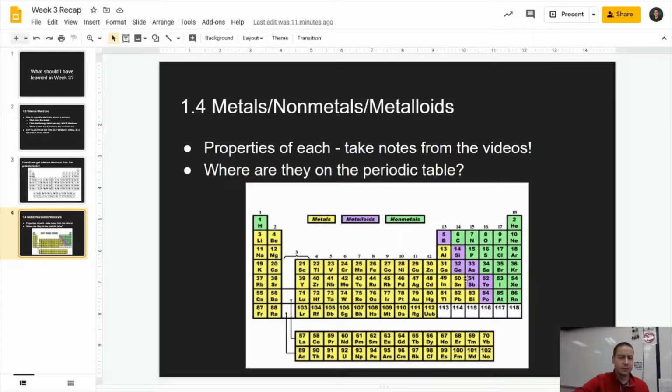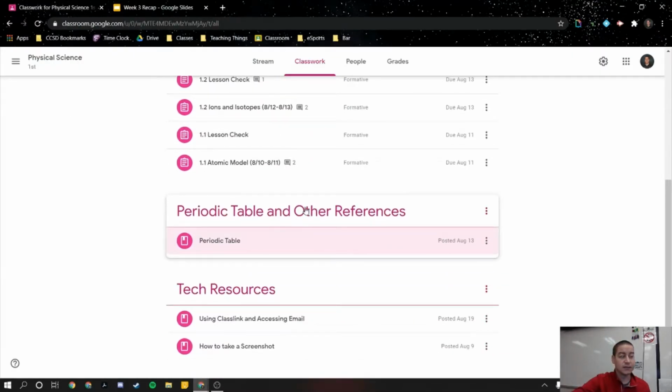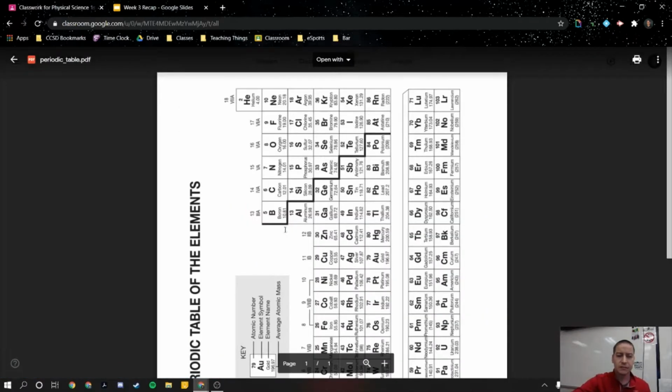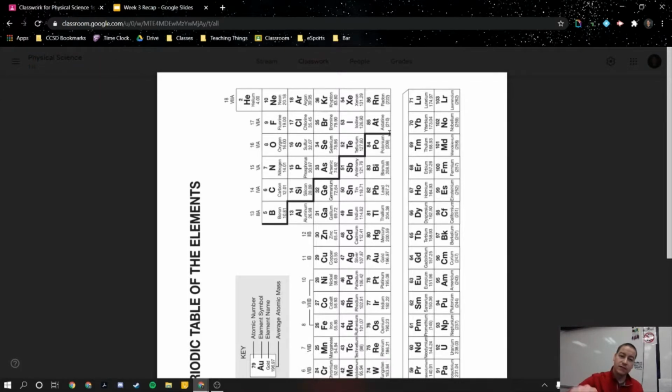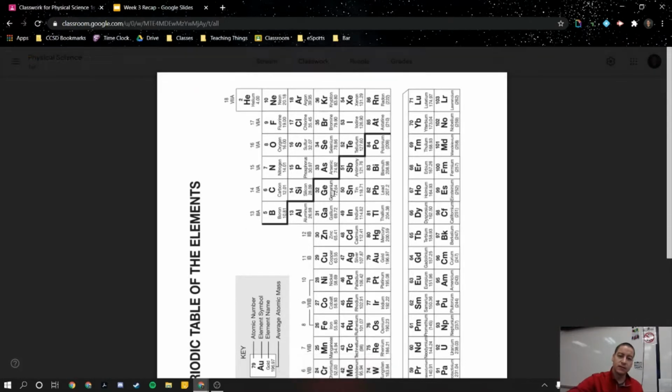So how can I remember which ones of these are metalloids? Well, let's go to the periodic table that I posted on Classroom. If you don't know where that is, it's under classwork. It's labeled periodic table and references. If I open this up, of course it's sideways, sorry about that. Look at this bold line right here. We're just going to say for this class, everything touching that bold line is a metalloid. That means we're going to consider boron, aluminum, silicon, germanium, arsenic, antimony, tellurium, polonium, astatine.